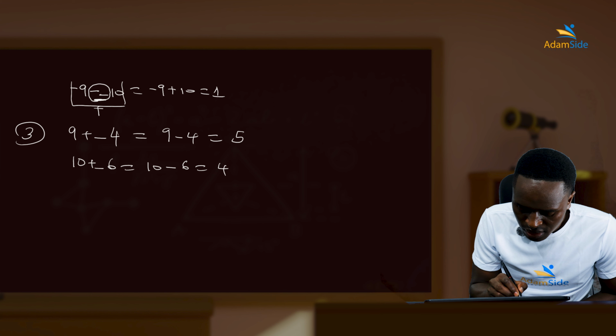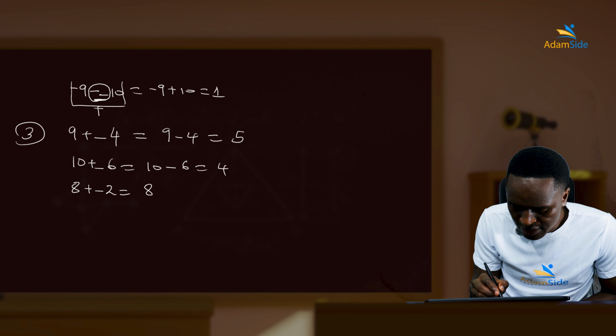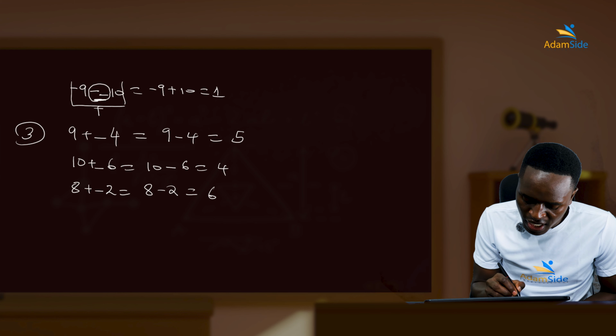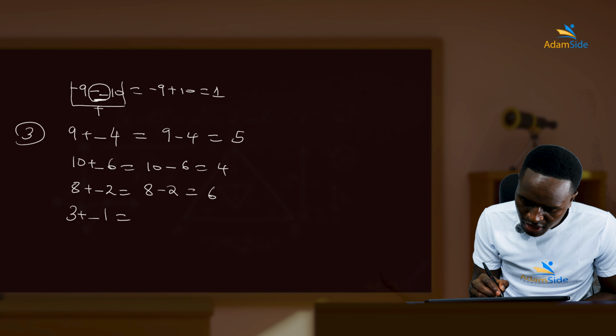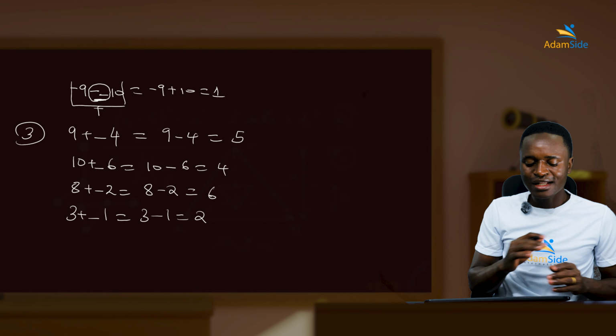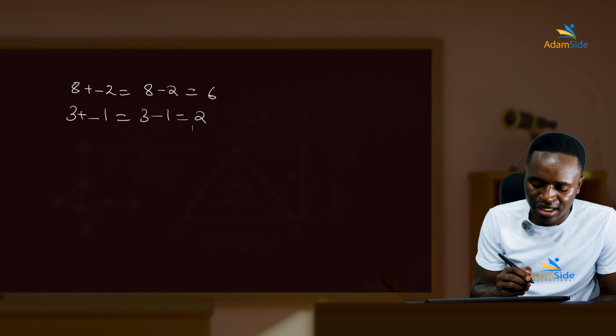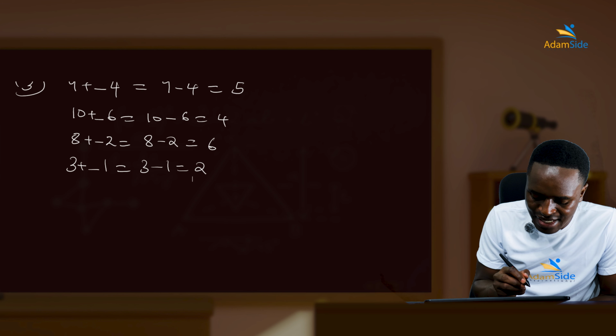Even if you say 8 plus negative 2, your answer will be 8 minus 2, which is 6. Even if you have 3 plus negative 1, your answer will be 3 minus 1, which will be 2. That's it. When positive follows negative, the resultant is negative.